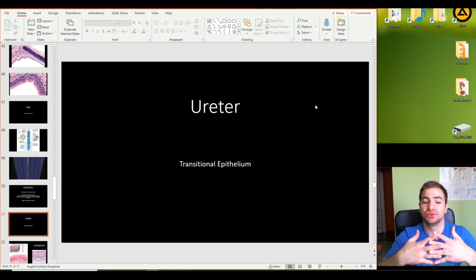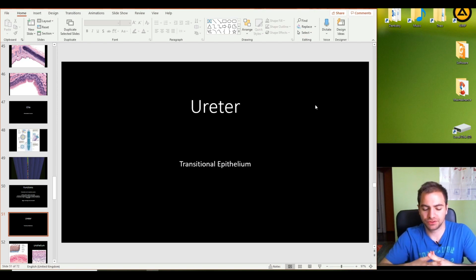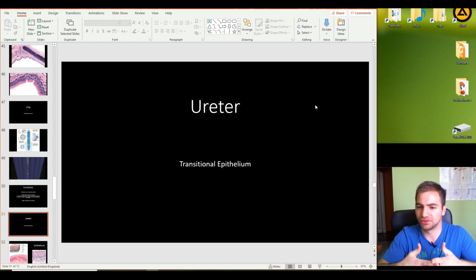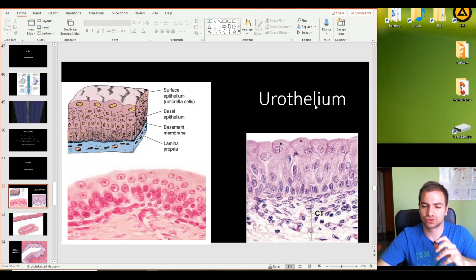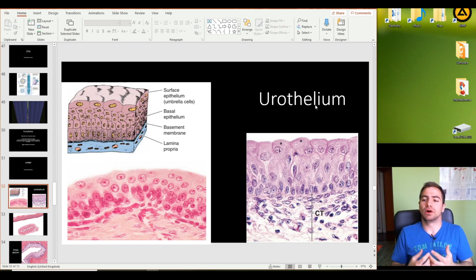Let's move on and talk about the ureter. What's the special thing about the ureter, and why do we need to discuss it right now? Because the ureter contains a very unique epithelium called transitional epithelium, also called urothelium. The structure of the urothelium is very unique. Why? Because we find a specific, unique type of epithelia. These are the surface cells, the surface epithelium, also called umbrella cells. What's so unique about them?